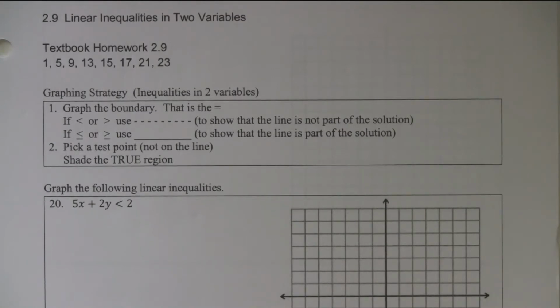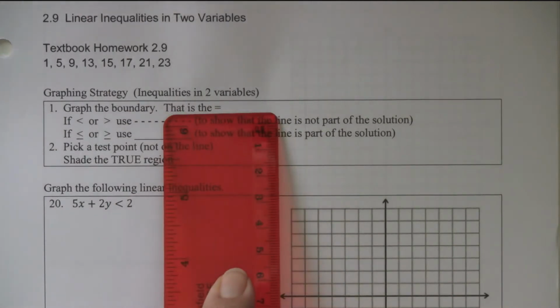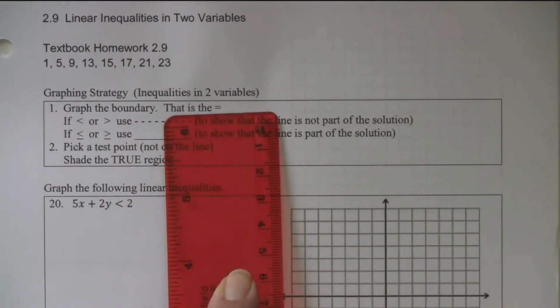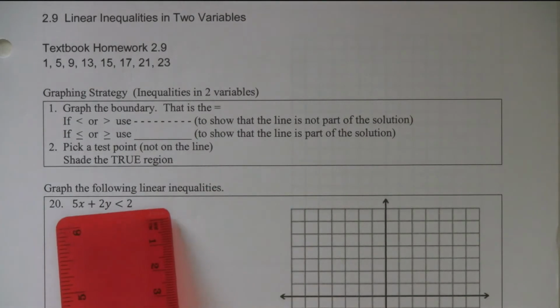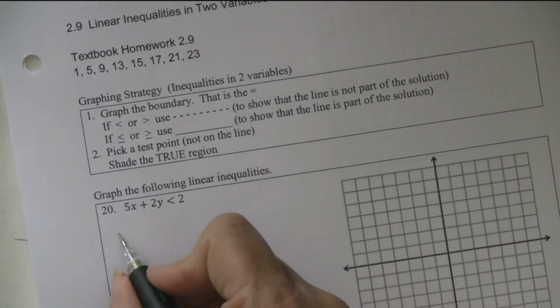The first thing you do is graph the boundary, and that happens at equals. And the good news is that's what we spent all of chapter 2 learning to do, is graph something that has equals. So let's just do that here.